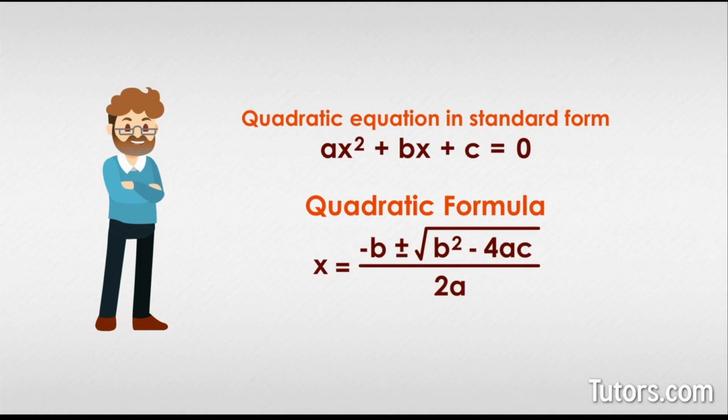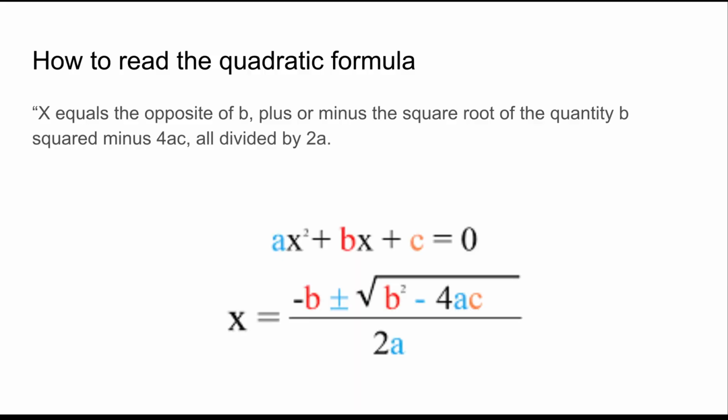Well, x equals negative b plus or minus the square root of b squared minus 4ac divided by 2a. So this is something we're going to start memorizing and using. And I'm going to tell you how to read it exactly right. Our book tells us to say it like this: x equals the opposite of b, instead of saying negative b, the opposite of b, plus or minus the square root of the quantity b squared minus 4ac, all of that divided by 2a.